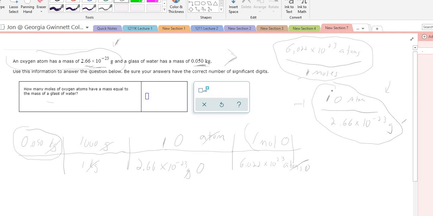So again, what do I do? I write down everything I know, especially these conversion factors. And then I start with something generally that is not a conversion factor, and I let my units guide me. I know that my kilograms, I had to get to grams. I know that my grams had to cancel out with each other. And finally, my atoms had to cancel out with each other based upon these conversion factors. So you can do these problems, my friends, pretty easily.